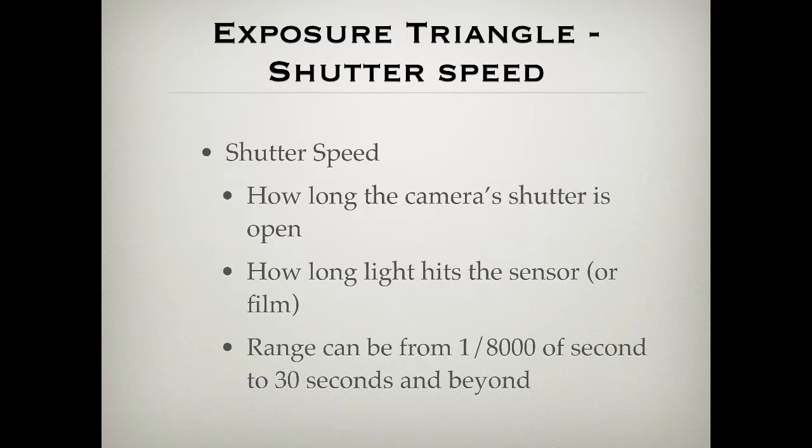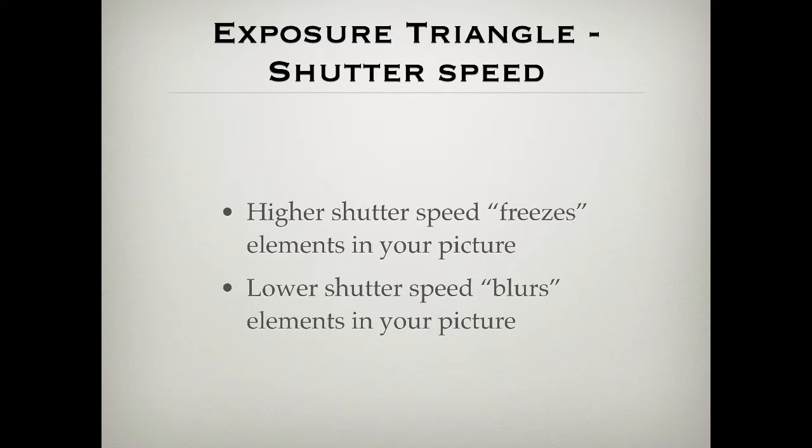And cameras will range from as fast as an 8,000th of a second, just a real high fraction that the light is exposed to, to a very long time, seconds, it could be minutes. You actually have to time it. Most cameras go to 30 seconds with the settings that are built in, but you can also hold the shutter open manually, so to speak, and get longer exposures of several minutes. So it can range from very fast to very slow.